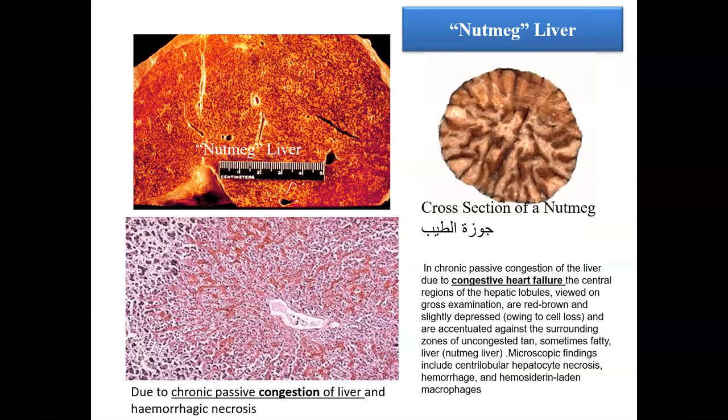patients. It can happen that in congestive heart failure, there is passive congestion of the liver. There is chronic congestion. Chronic means it is happening for a long time, and the blood pools in the liver. When it pools in the liver, it gives rise to this very characteristic morphological appearance. We call it the nutmeg appearance.